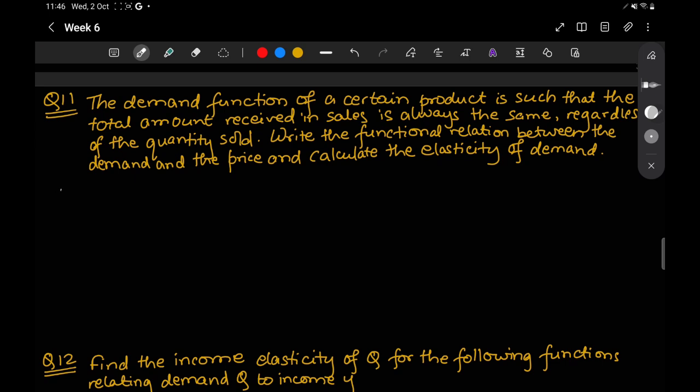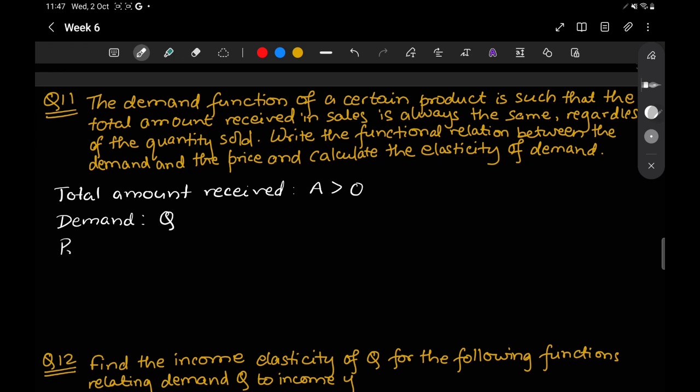So total amount received. Let the total amount received be A, which is positive, and demand is Q, price is P. So total amount received A will be price for one quantity times the demand quantity, which is P times Q. So this gives me Q equals A over P.